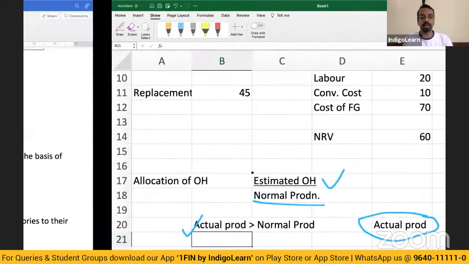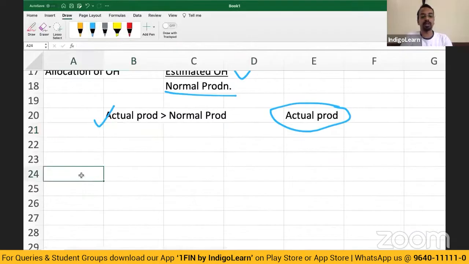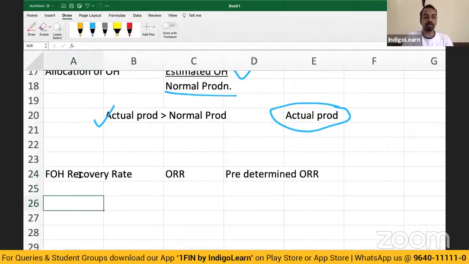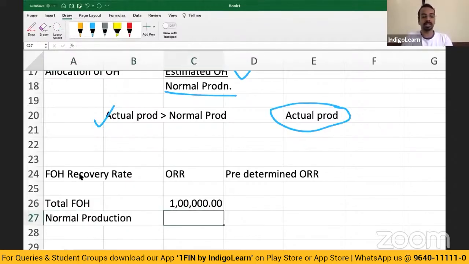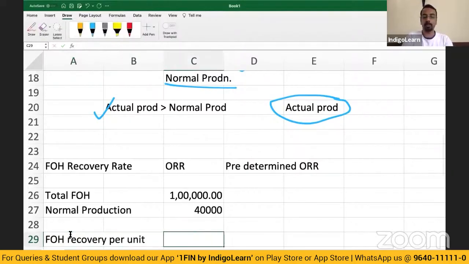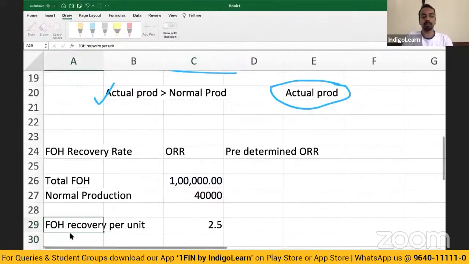Okay, fixed overhead recovery rate. We have something called fixed overhead recovery rate, also called ORR, overhead recovery rate, or sometimes they call it predetermined overhead recovery rate. So you have to take total fixed overhead, let us say it is 1 lakh. Normal production is, let us say, 40,000. So what you will do is, fixed overhead recovery per unit will be 1 lakh divided by 40,000, 2.5.